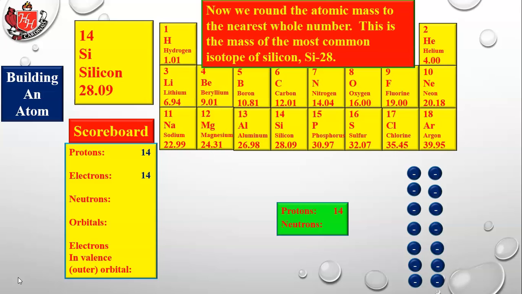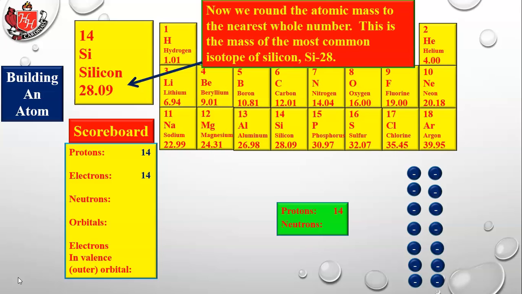Now we round the atomic mass to the nearest whole number. This is the mass of the most common isotope of silicon, which is Si-28. So the 28.09 implies that there's probably some silicon-29. That means it has an extra neutron. Maybe even a very tiny amount of Si-30. That would be 2 extra neutrons. But most of it, since it's closest to 28, is going to be silicon-28.